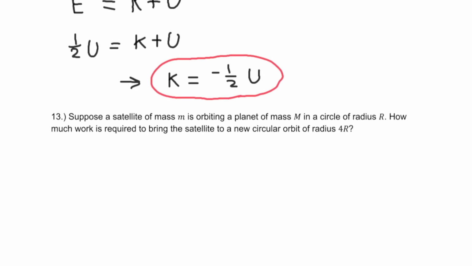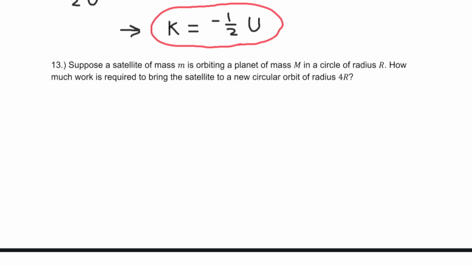And lastly, we'll just do a work example. So suppose a satellite of mass m is orbiting a planet of mass big M in a circle of radius r. How much work is required to bring a satellite into a farther orbit?